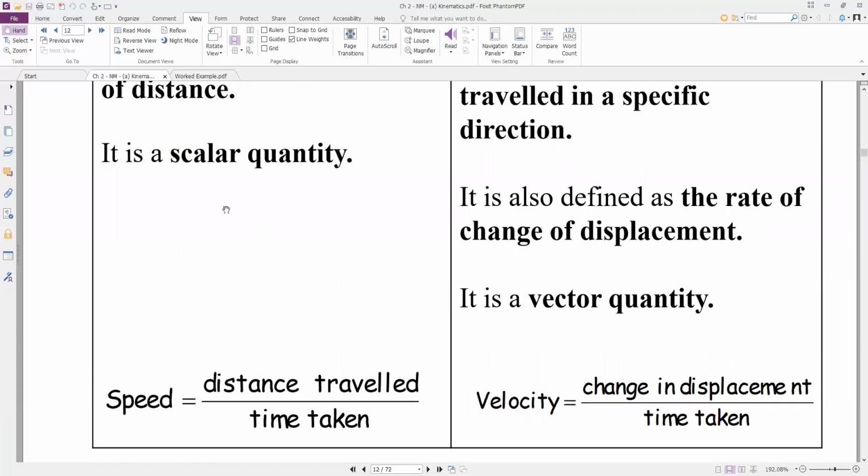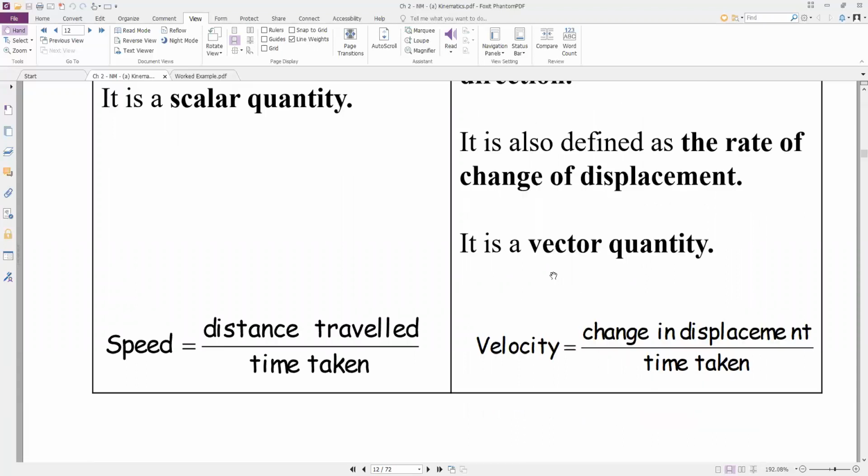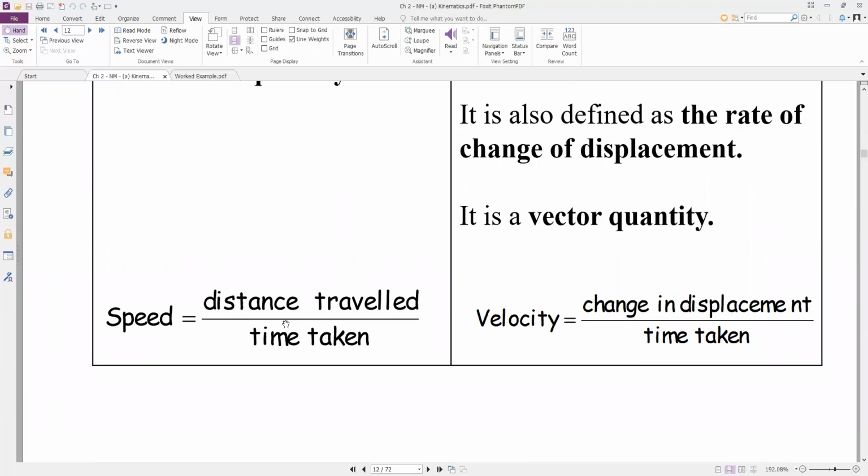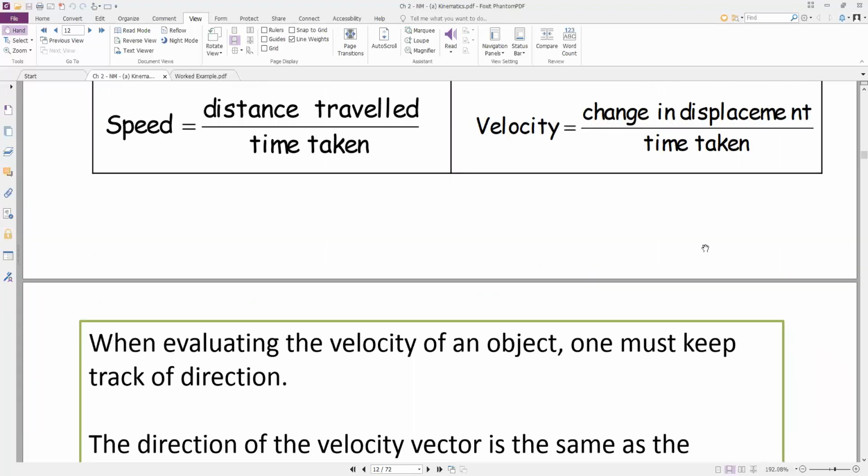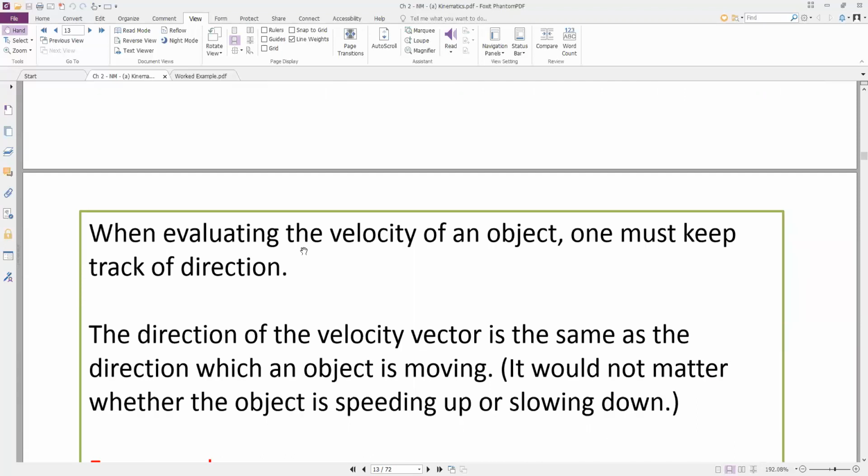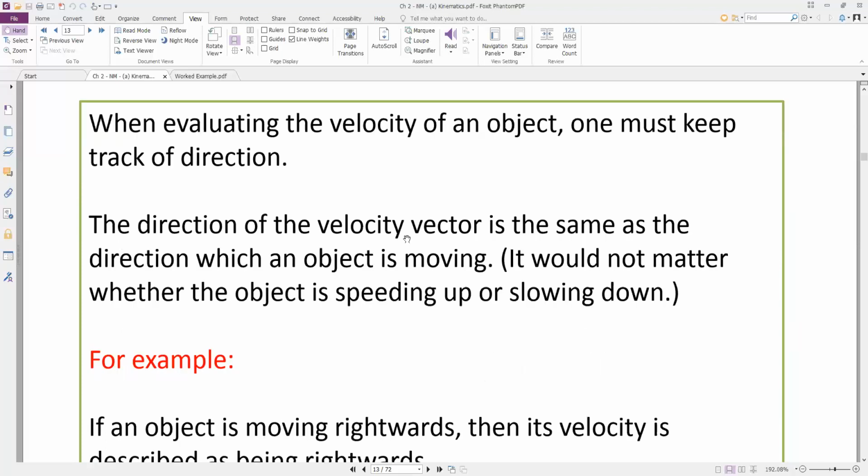This is a scalar quantity and this is a vector quantity. What is speed? Speed is the distance traveled over time taken, while velocity is the change in displacement over time taken. When evaluating the velocity of an object, one must keep track of direction. If the direction of the velocity vector is the same as the direction in which the object is moving, it would not matter whether the object is speeding up or slowing down.